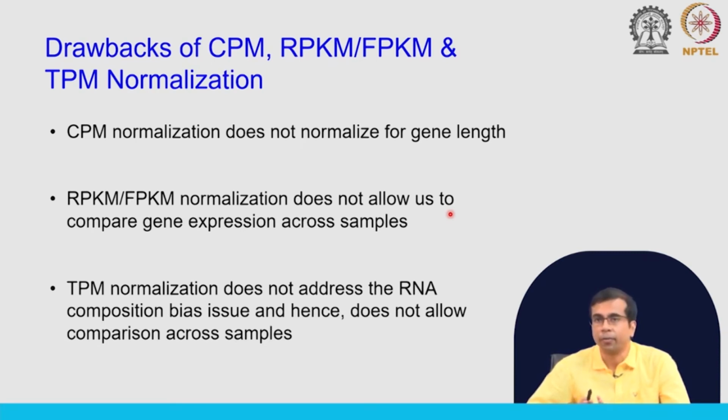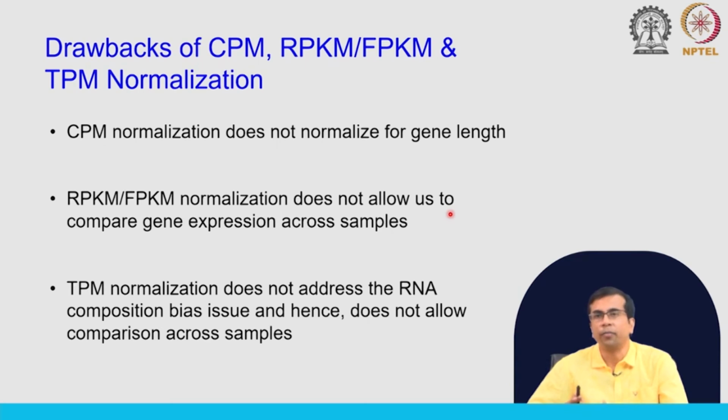TPM normalization addresses these issues. We get the same total count for each sample at the end of normalization and we also normalize for gene length, but it still does not address the RNA composition bias issue. So, we cannot really compare across samples, because we might end up with some erroneous conclusions.